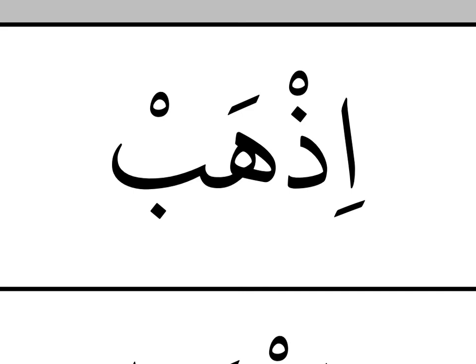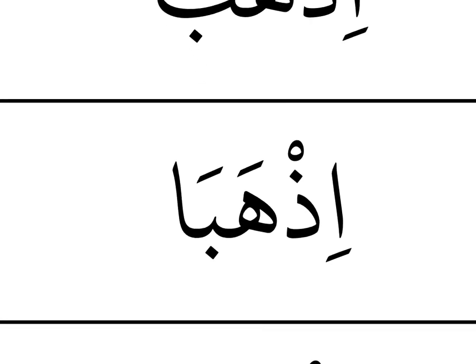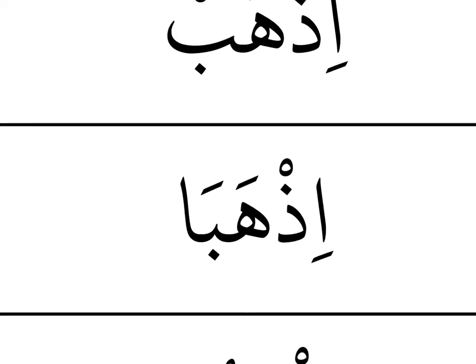For example, I say, Ya Ali, idhab. O Ali, go. Idhab ilal madrasa, go to school. But here, we use this for musanna, for two people. We say, Ya Taliban, or two students, or Ya Ali and Hassan, or Ali and Hassan. Idhaba ilal masjid. Go, both of you, go to the masjid.